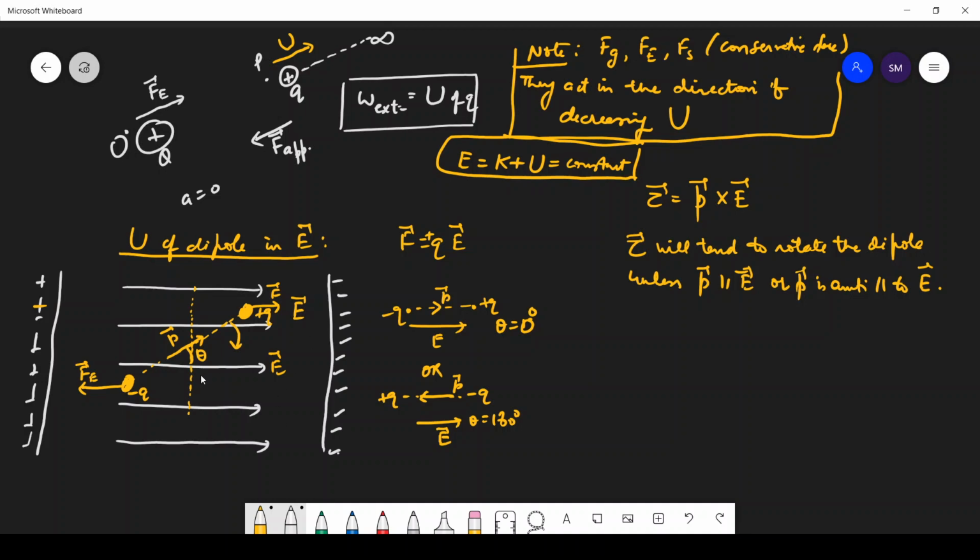And same is the case here. This tau will act, it will try to align, parallel or anti-parallel, this E and P. This is what tau will do.